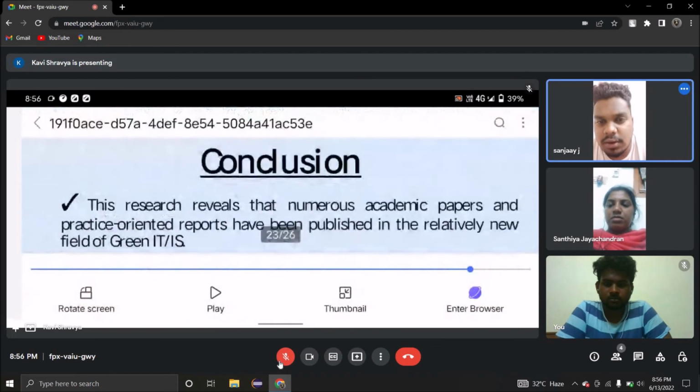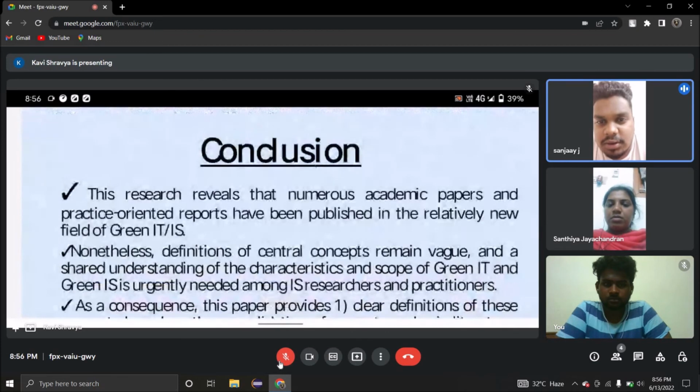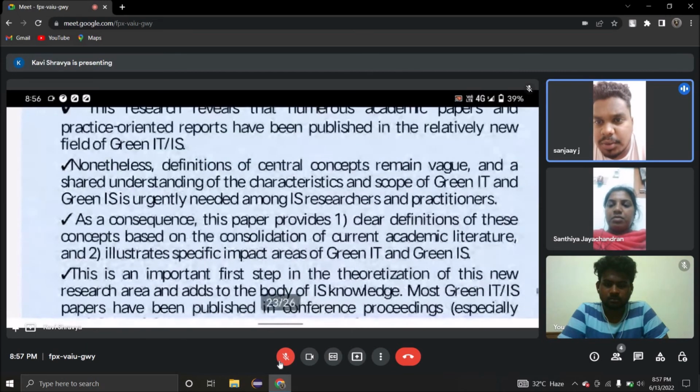For the conclusion: the research reveals that numerous academic papers and practice-oriented reports have been published in the relatively new field of Green IT and IS. Nonetheless, definitions of central concepts remain vague, and a shared understanding of the characteristics and the scope of Green IT and Green IS is urgently needed among IS researchers and practitioners.